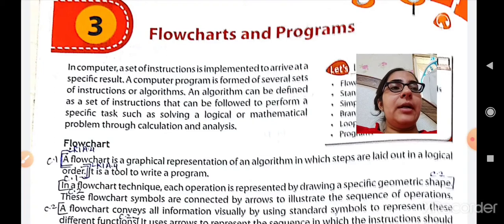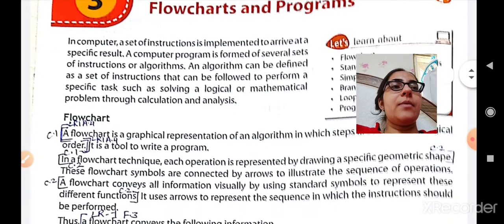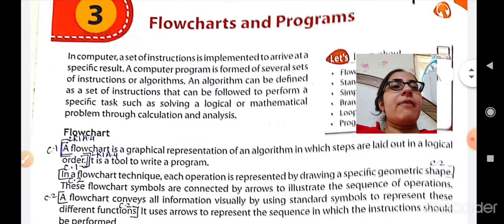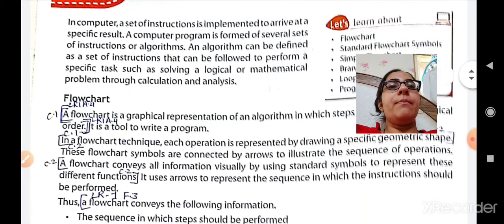What is graphical representation? It means in the form of lines, rectangle, oval, circle, diamond, triangle. Many graphic or geometric shapes are used to present an algorithm in a simple way. So that graphical representation of an algorithm in which steps are laid out in a logical order. It is a tool to write a program. So a flowchart is a graphical representation of an algorithm. It is used to write the program.